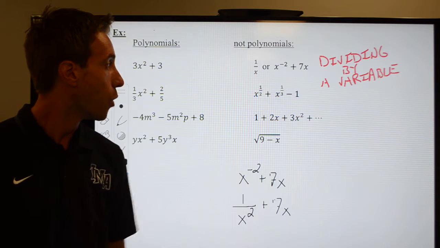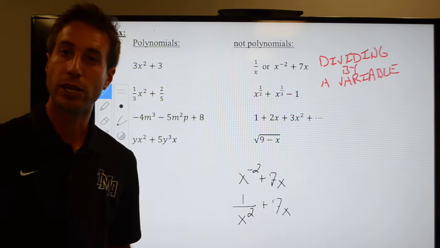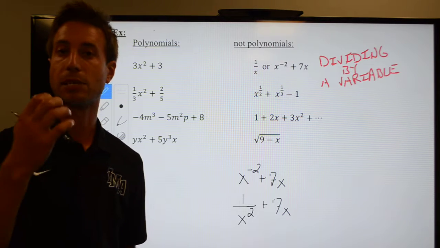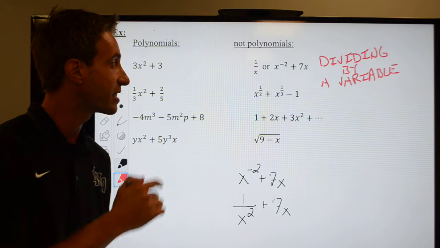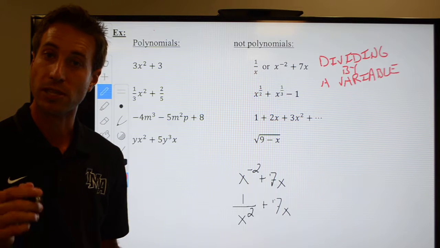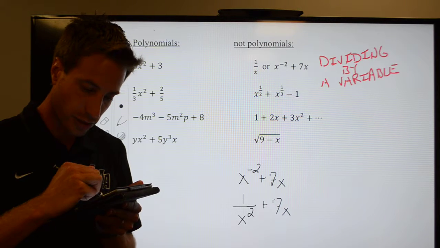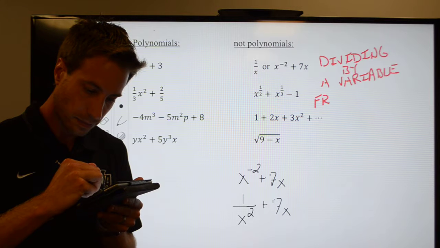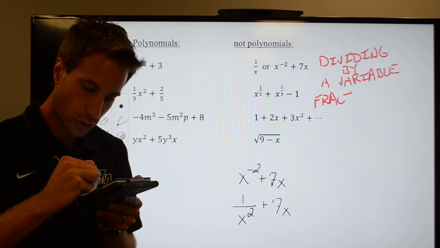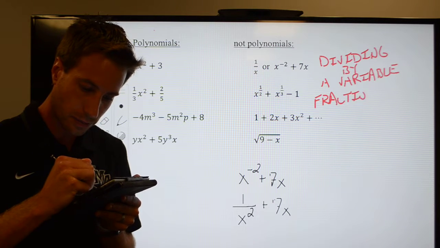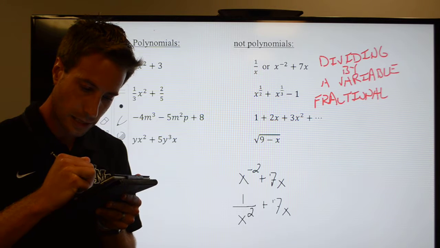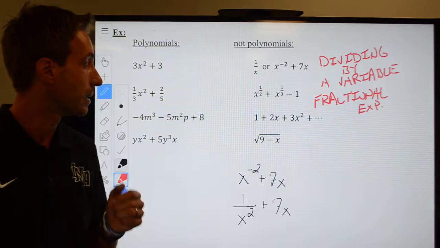What about the next one? Well, the next one should jump off the page at you. We know that it says in our definition they must be whole number exponents, and in this case we do not have whole number exponents. They actually are fractions. So we'll just simply put fractional exponents. I'll abbreviate exponents EXP.